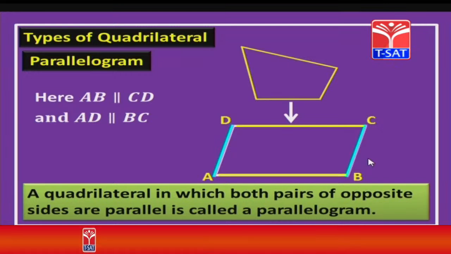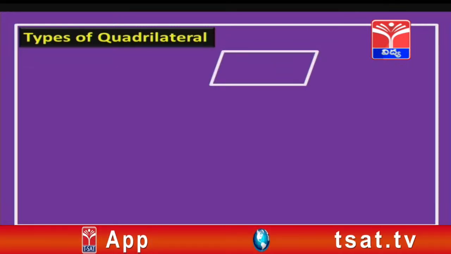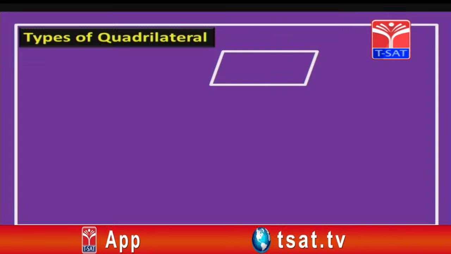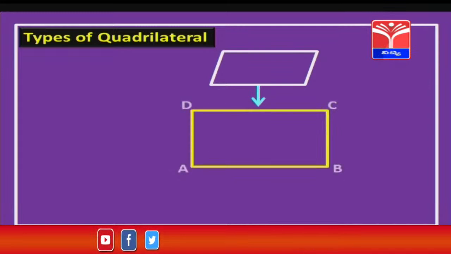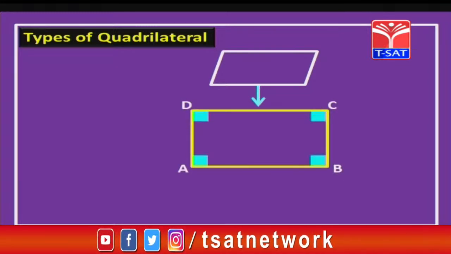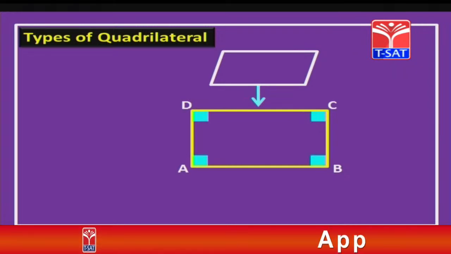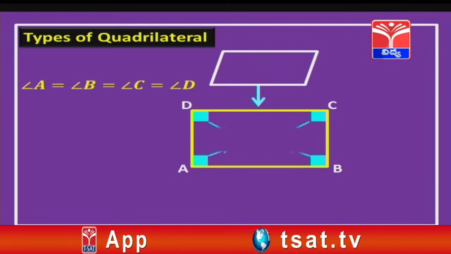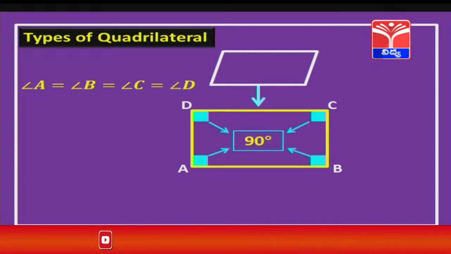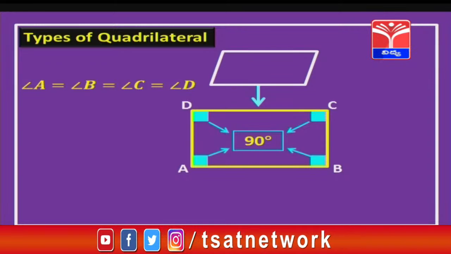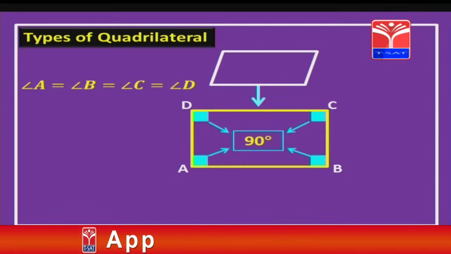Let us move on to our next type. So, I am taking a quadrilateral, and here this quadrilateral is nothing but a parallelogram I am considering. Now, in this parallelogram ABCD, if you notice, angle A, angle B, angle C, angle D, all are equal. That means all angles are equal, which means each angle is 90 degrees. So, angle A is equal to angle B is equal to angle C is equal to angle D is equal to 90 degrees.